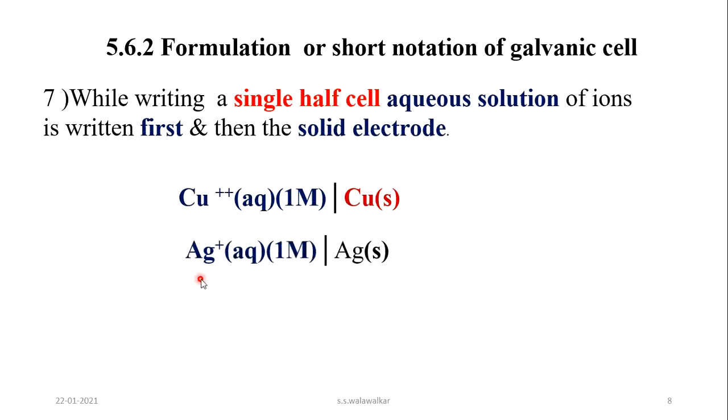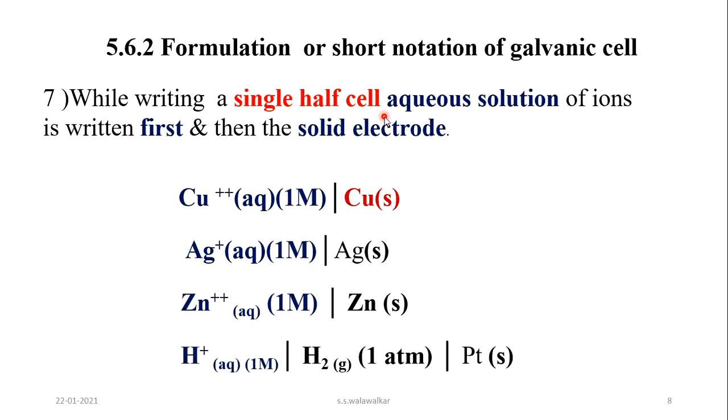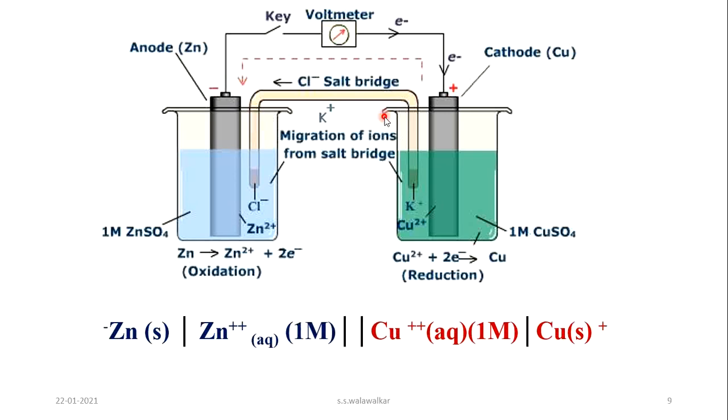Or see here, the silver electrode. You have to write the silver electrode like this: Ag ions in contact with Ag. Or if you want to represent the zinc electrode, then zinc ions in contact with solid zinc. So the aqueous solution of ions is written first and then the solid electrode, while writing a single half cell. So these are the conventions for writing the galvanic cell.